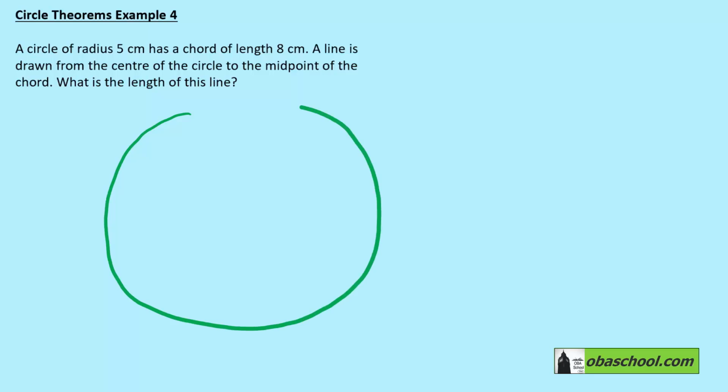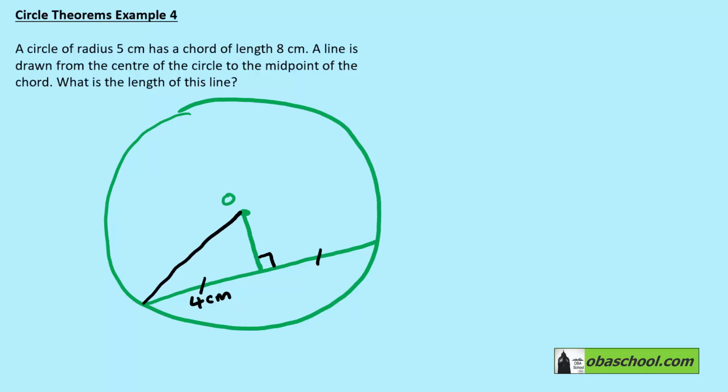Okay, so let's draw our circle and put the center just here. And then we'll put the chord on here. And then we have a line from the center to here. Now, what we've already discussed is if these are equal, that's a right angle. And we know that this chord is 8 centimeters long, making this 4 centimeters and that 4 centimeters.